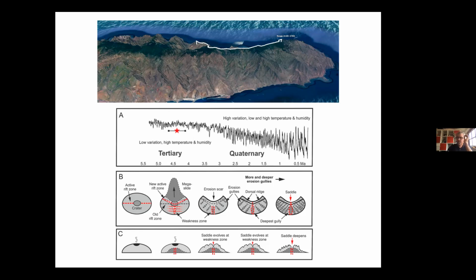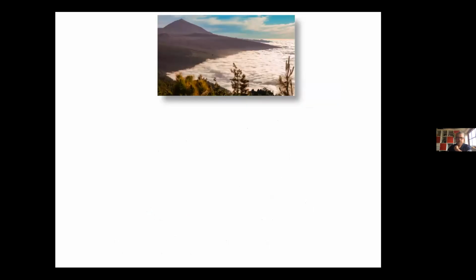So the next thing we need to understand to put the pieces together here is the nature of the cloud formations that sustain the cloud forest that sustains these organisms.